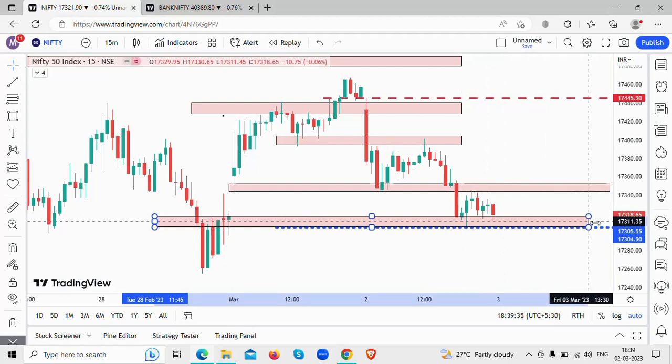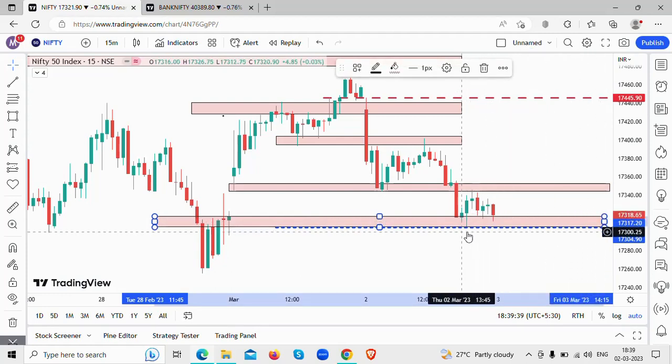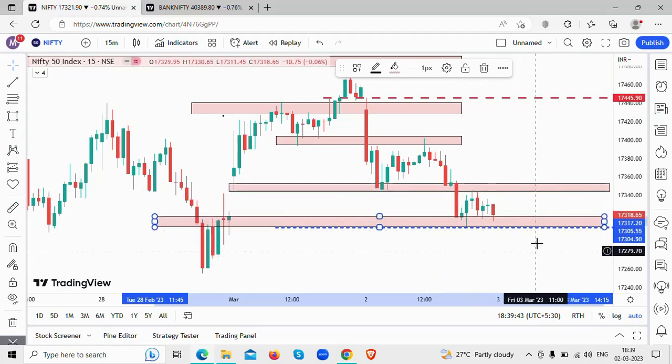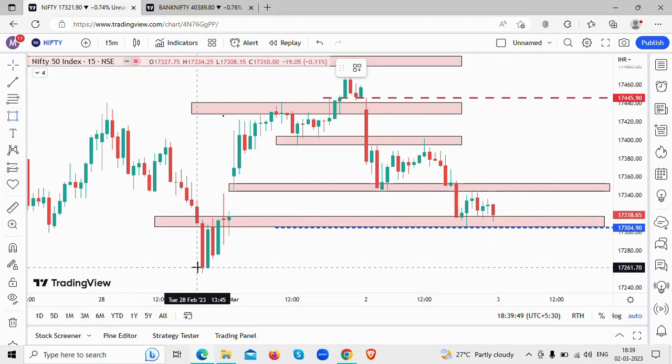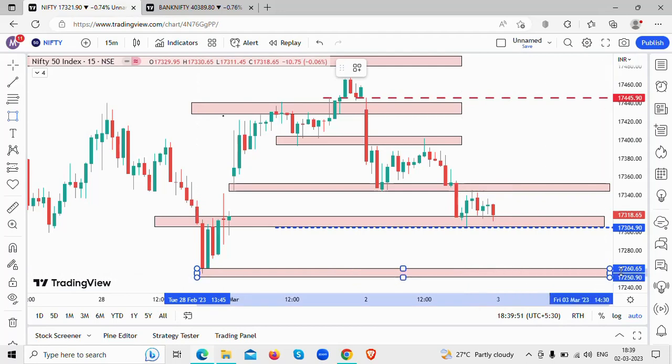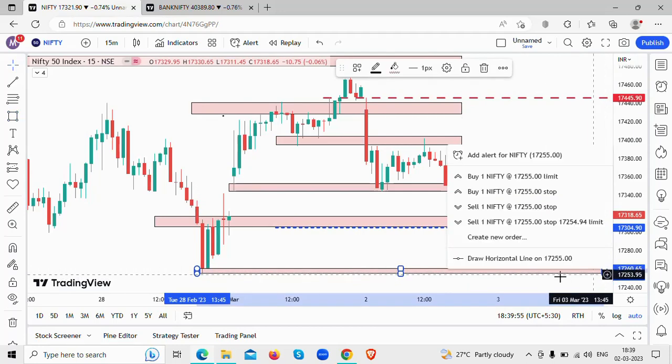This level is intact now. This level will stay as it is, which is your support level, close to today's low. So tomorrow it will be your previous day low. 17,300 to 17,315 level will be your support level. We have a main support level now for Nifty. What is that level? 17,255 to 17,265.